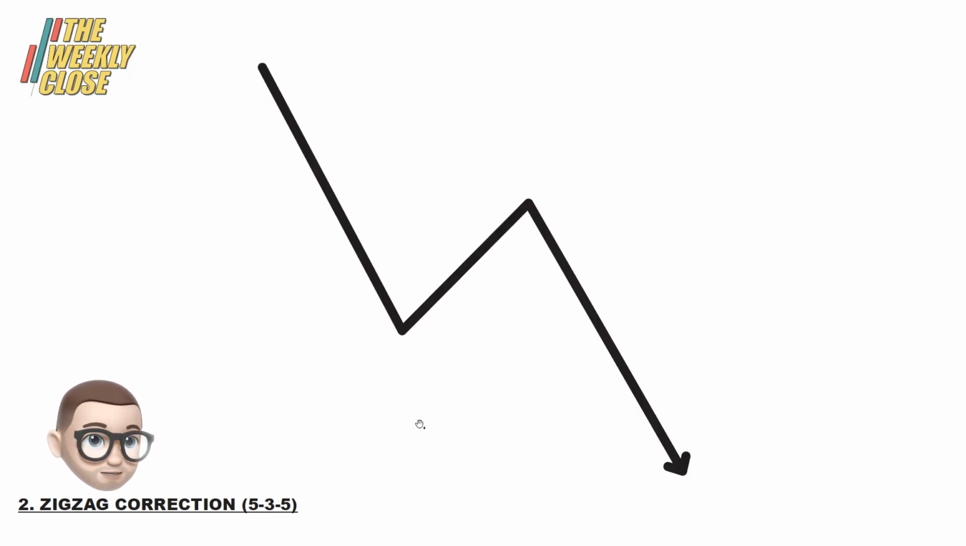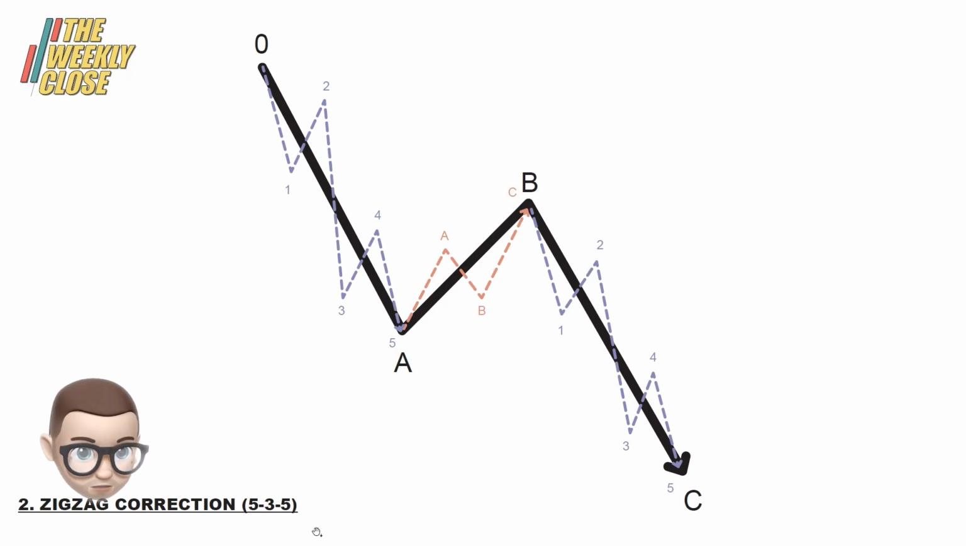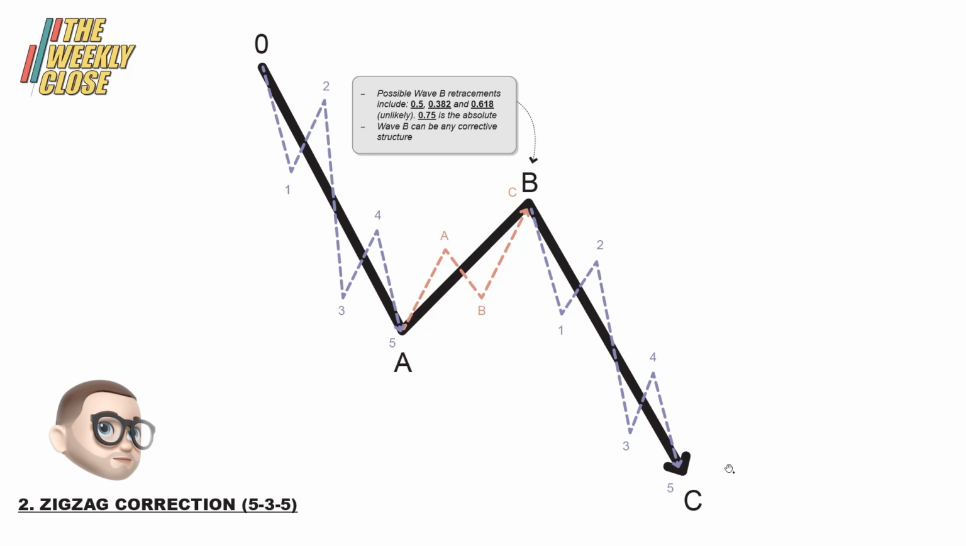So this is the very basis of our zigzag correction, and we are labeling this 0, A, B and C. As the title suggests, the breakdown of these is 5, 3, 5. The 5 is part of the impulse, the motive, labeled in numbers, and then we've got a correction within the correction, so to speak, which would be labeled in letters A, B and C, and then the continuation of those 5 waves to the downside.